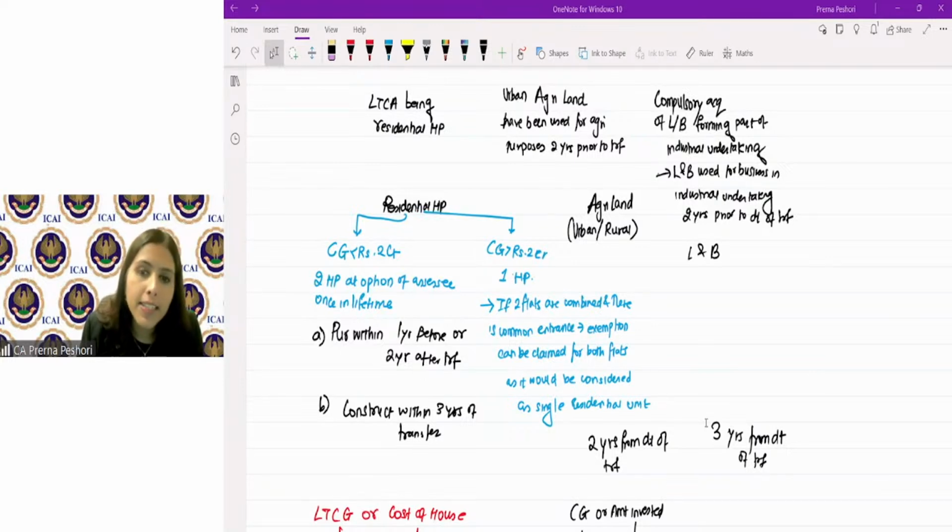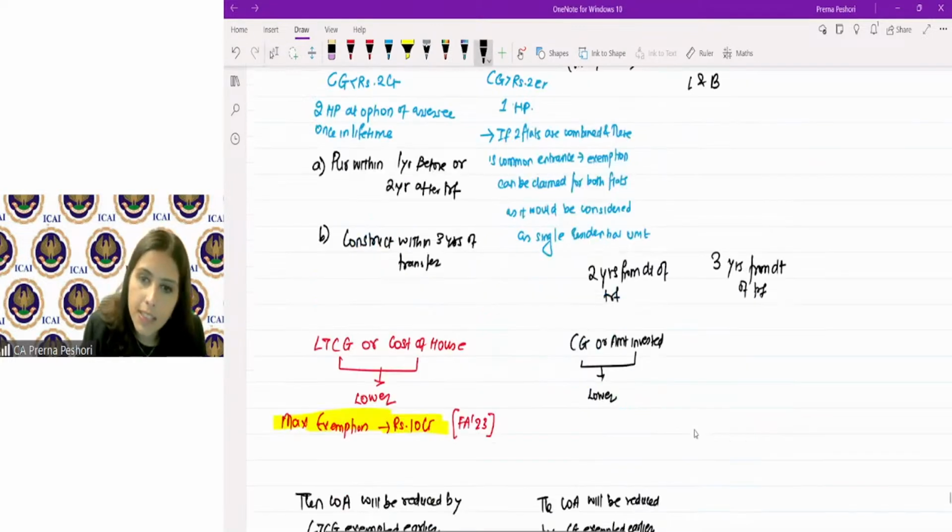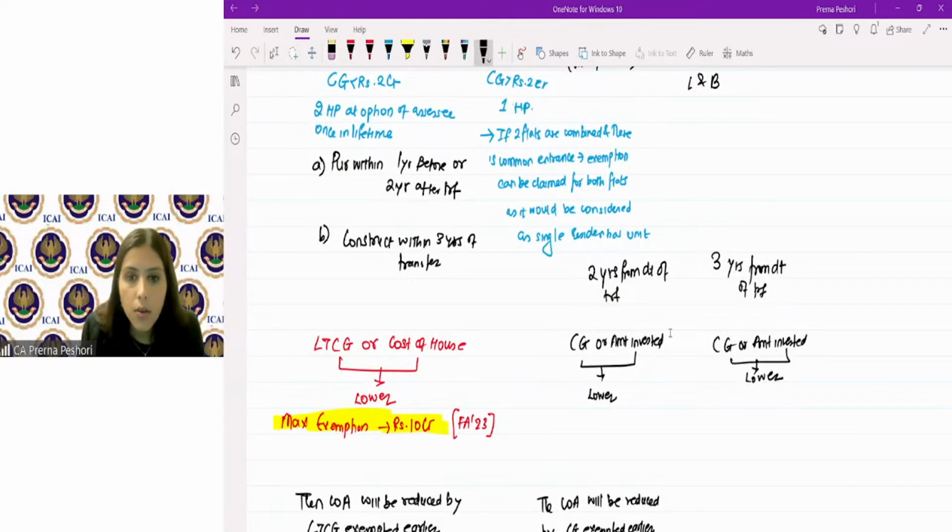Now, what will be the exemption over here? The exemption will be the same: your capital gain or the amount invested, whichever is lower. Again, over here, there is nothing mentioned whether it should be short term or long term. So nothing is mentioned that this should be short term or long term.